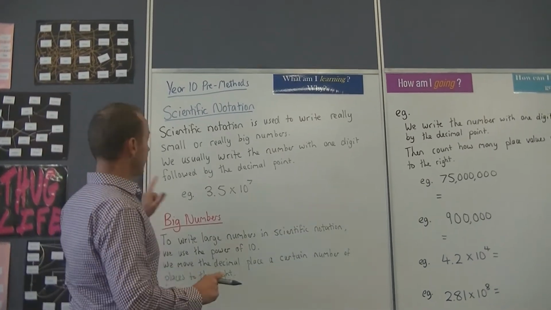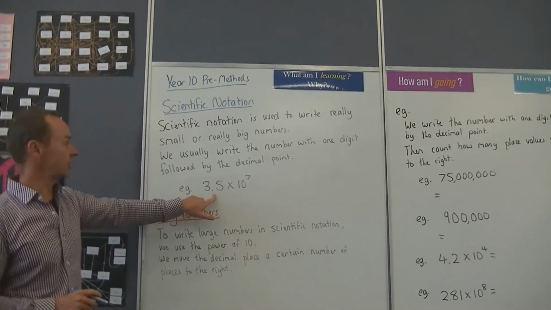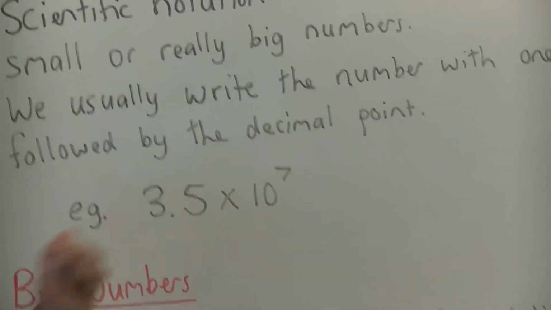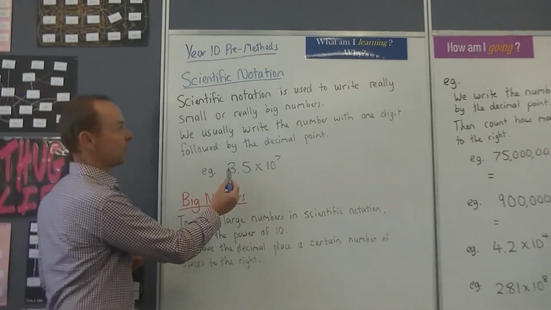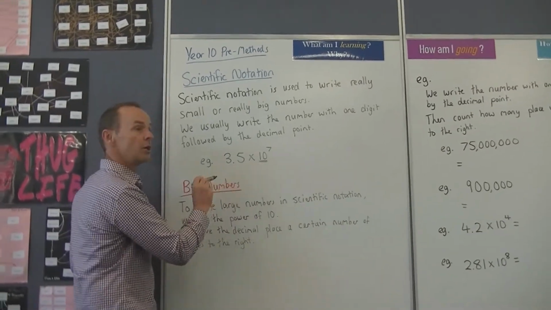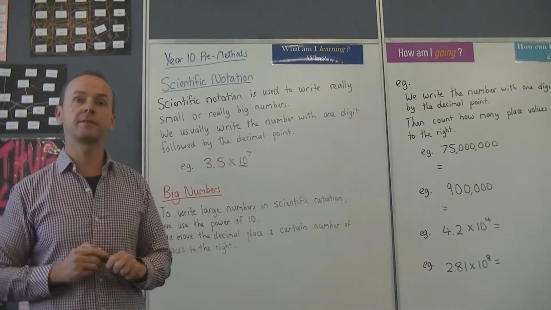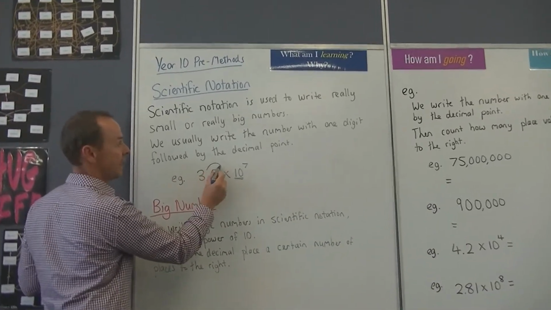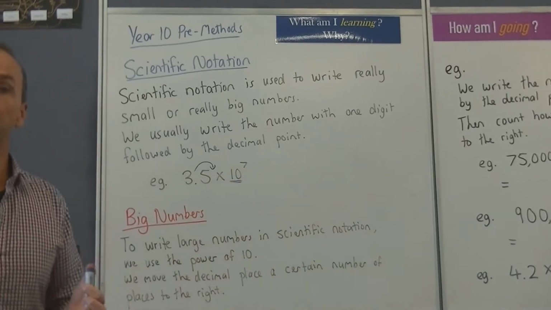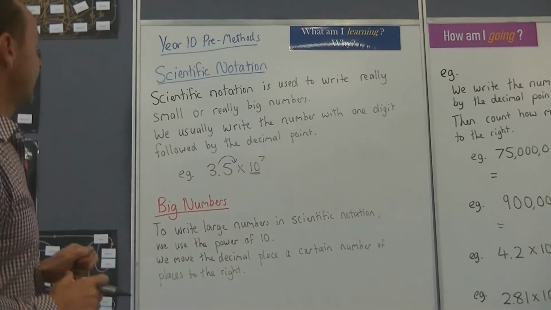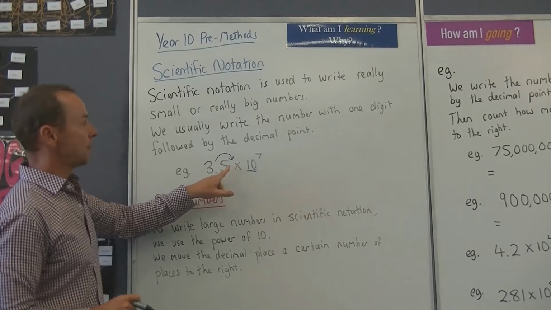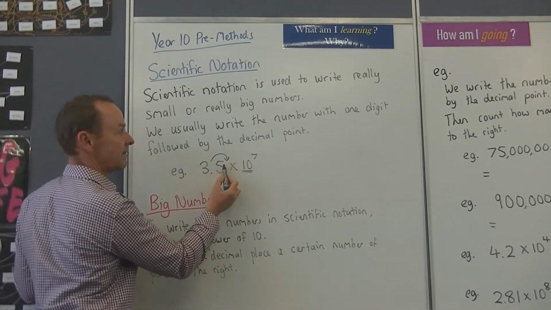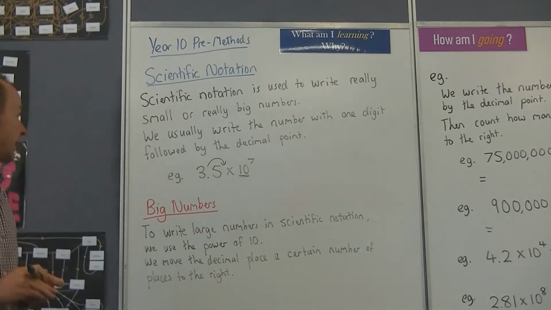So, this is an example of scientific notation. 3.5 times by 10 to the power of 7. What that means is, every time you multiply a number by the power of 10, you move, remember from place value from Year 7, you move the decimal place one spot to the right. The number gets bigger by one power of 10. So in this case, it's getting bigger by 7 powers of 10. So we'll move this decimal place 7 spots to the right, but I'll get to that in a second.